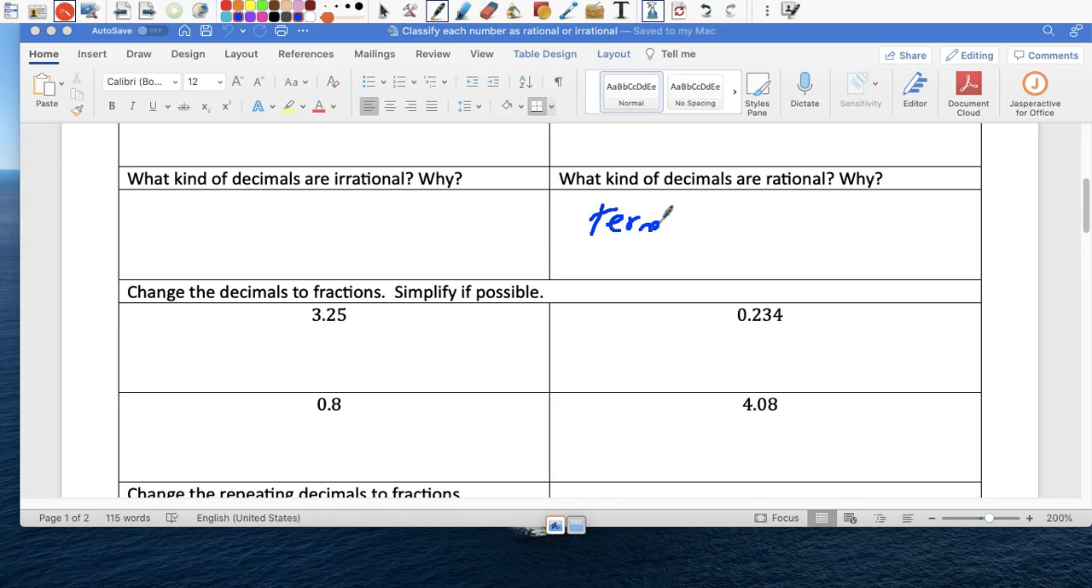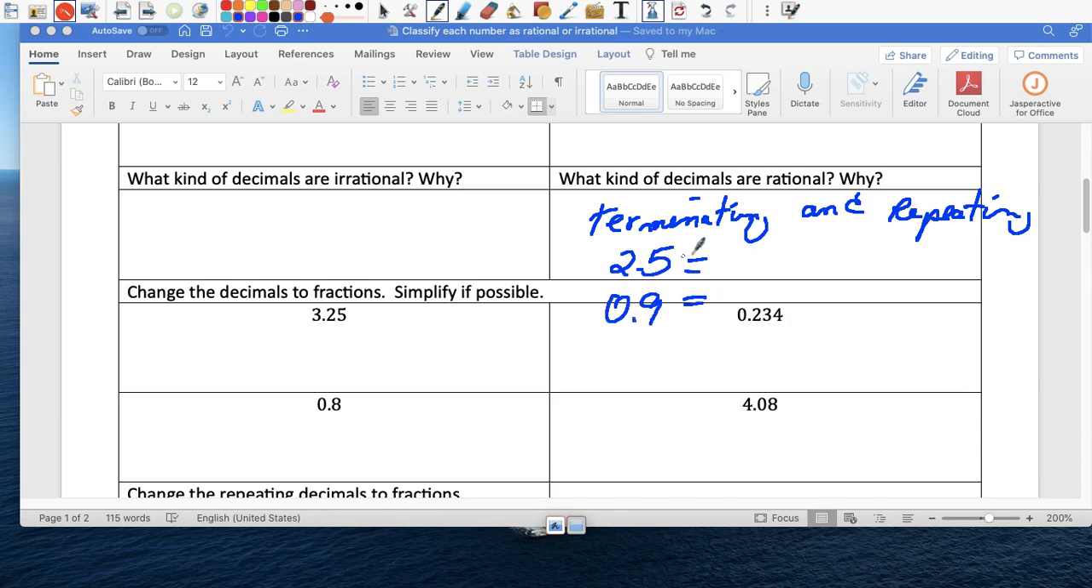What decimals are rational? Terminating decimals and repeating decimals, right? Because, again, that's a terminating decimal. 2.5, 0.9. Can I write these as fractions? Yeah, I can. 2.5 would be 25 over 10. 0.9 would be 9 over 10. So can I make this change? I can.